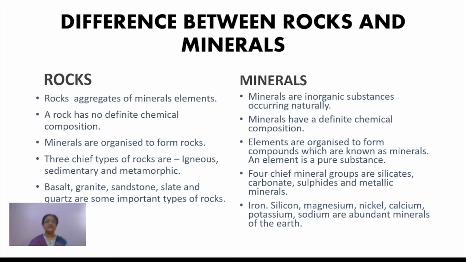But minerals have a definite chemical composition. Now come to the third point. Minerals together come to form a rock. But on the other side, minerals are formed by various elements. The three chief types of rocks that we study are igneous, sedimentary and metamorphic rocks. The basic types of minerals we find are silicates, carbonates, sulfides and metallic minerals. Examples of rocks are basalt, granite, sandstone, slate, quartz and marble. Examples of minerals are iron, silicon, magnesium, nickel, potassium and sodium. These are the most important minerals which form the earth.